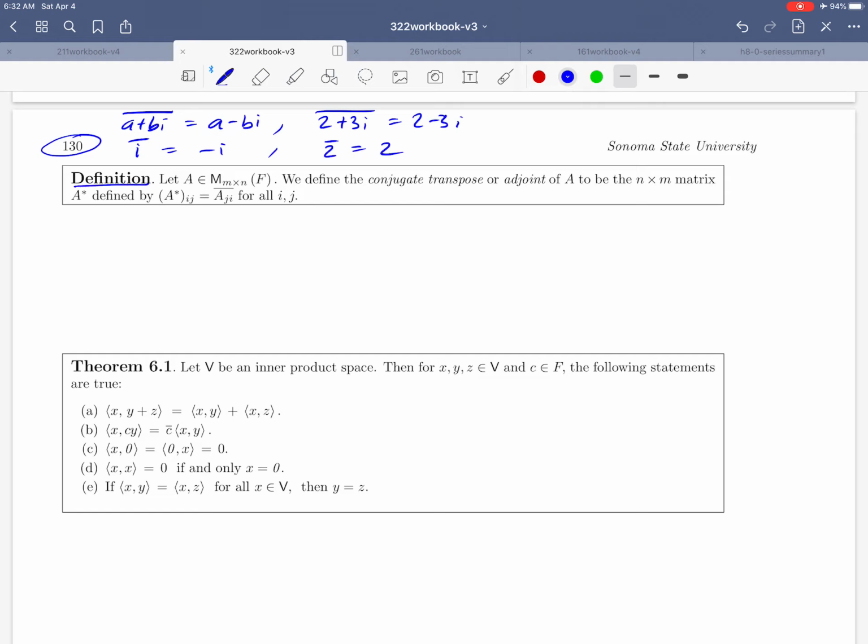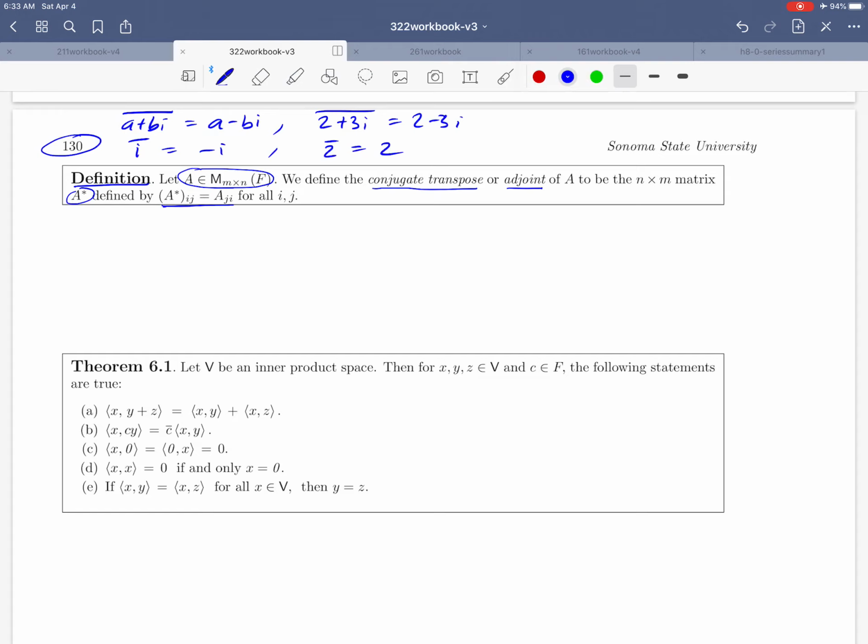Now we're ready to tackle this definition that we have here. We'll start with an m by n matrix A. And we're going to define something called the conjugate transpose matrix, also known as the adjoint of A. You can use either of those terms. It's going to be an n by m matrix that we're going to call A star, and here's its definition.